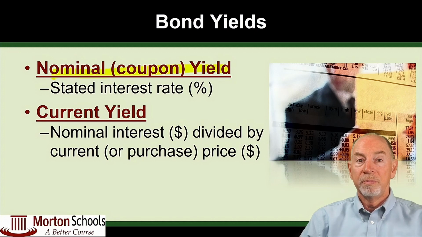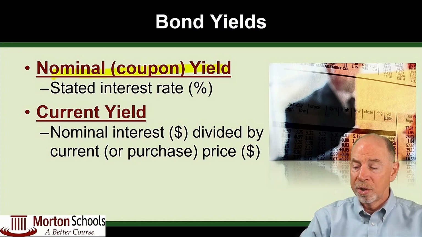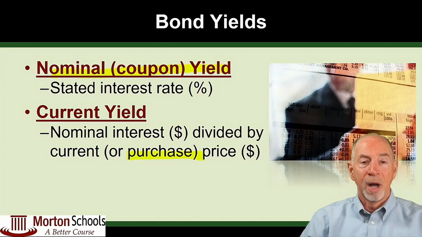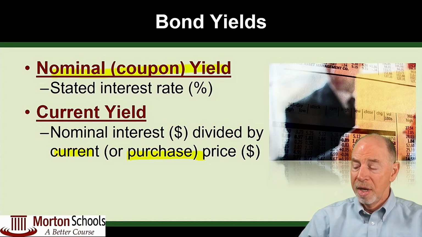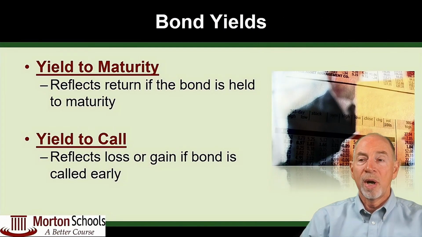Now, the current yield is based on what you actually paid, the purchase price of that bond. Or we could talk about the current yield, which is based on the current price of that bond in the marketplace. And that gives us what our current yield is, which essentially is saying, here's what the current interest rate is. Now, we also have to be aware of yield to maturity and yield to call.